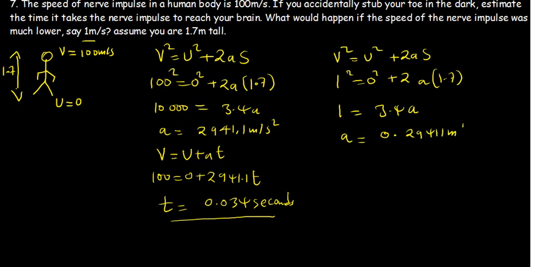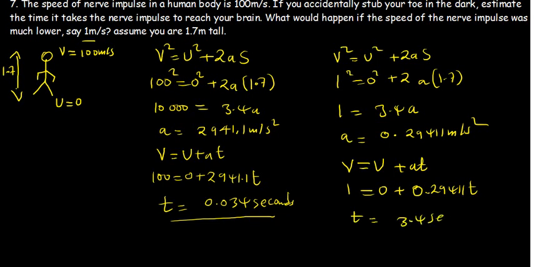So to find the time, final velocity is going to be equal to initial velocity plus acceleration multiplied by time. Final velocity is 1, initial is 0 plus acceleration 0.29411 multiplied by the time. So divide both sides by this value, which is 0.294. So 1 over 0.294, the time is going to be about 3.4 seconds.